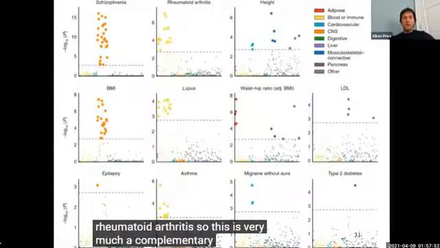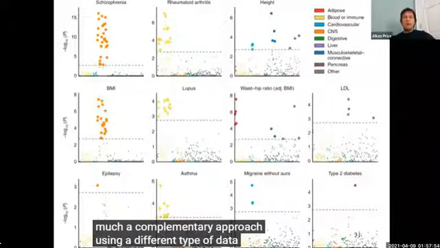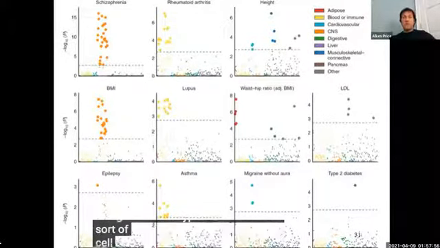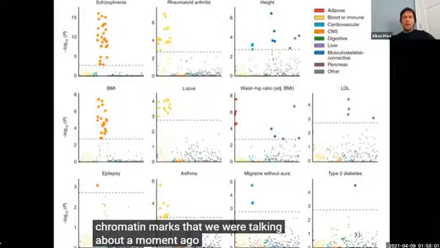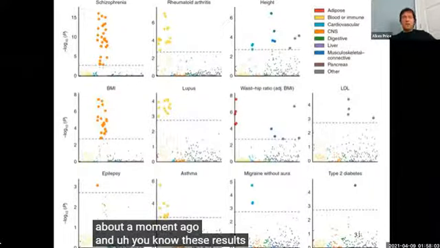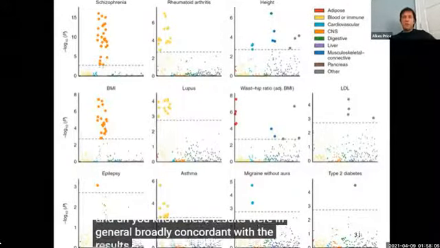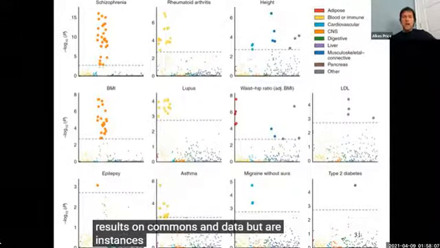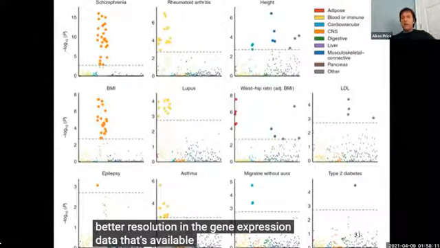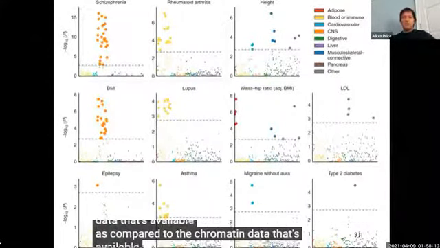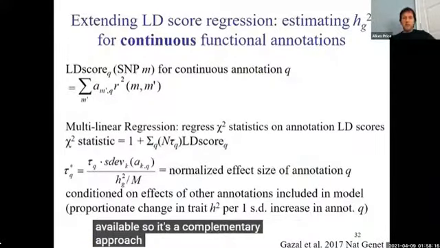So this is very much a complementary approach using a different type of data than the cell type specific histone marks or chromatin marks that we were talking about a moment ago. And these results were in general broadly concordant with the results on chromatin data, but there are instances of data sets where you actually get better resolution in the gene expression data that's available as compared to the chromatin data that's available. So it's a complementary approach.